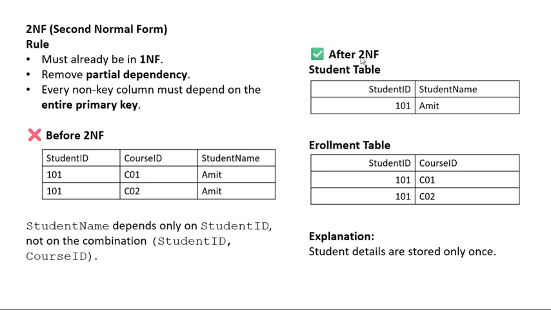And after 2NF, the student table has student ID and student name: 101 is Amit, and the enrollment table has student ID and course ID: student ID 101 selected course C01, and 101 selected C02. And the explanation: the student details are stored only once.